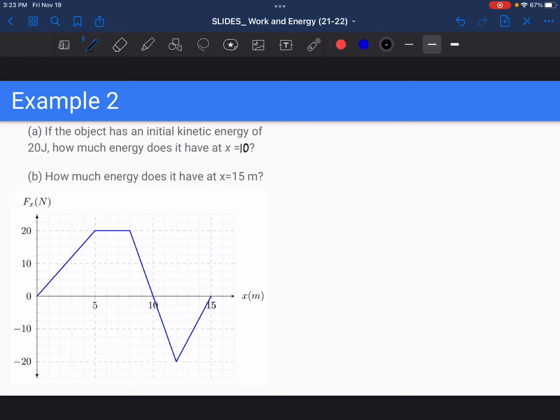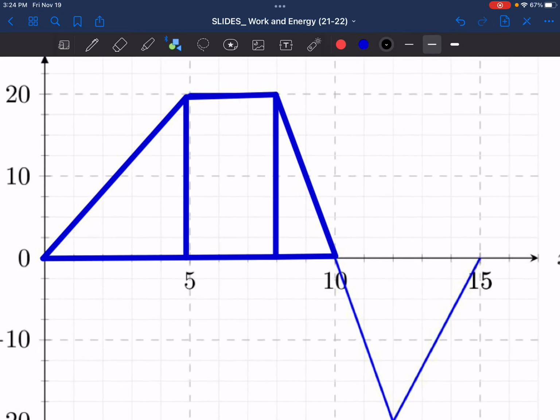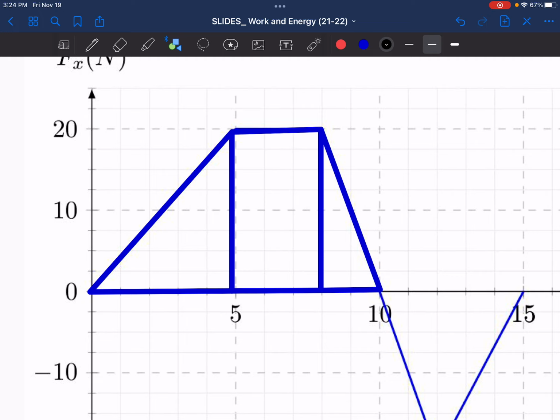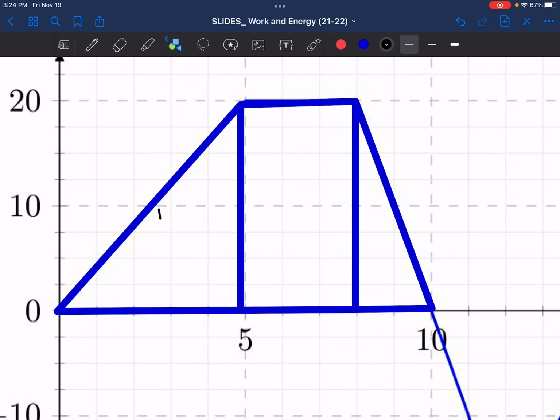So if we want to do that for part A, we can use the work energy theorem again. And the work done, we would want to look only over that specific interval. So let's break this up into different chunks. There's a triangle here, there's a box here, and there's a triangle here. And we want to find the area over each of those. So we do 1/2 base times height. So for the triangle, if we do 1/2 base times height, it's 1/2, the base is 5.